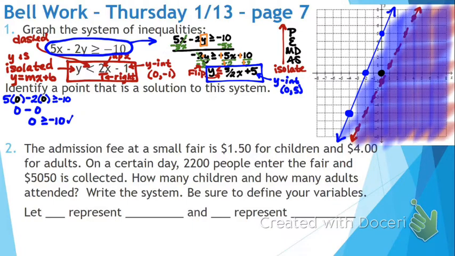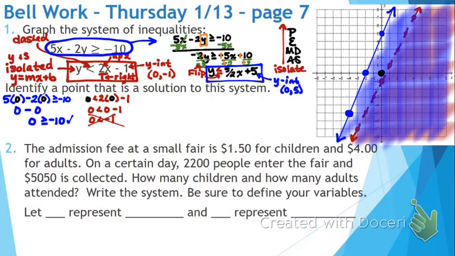Do you think that point would work for the red inequality? No. Let's test it and see why. In my red inequality, I would put 0 in the place of y, less than 2 times 0 in the place of x, minus 1. What's 2 times 0? 0 minus 1? Negative 1. Is 0 smaller than, to the left of, negative 1? No. And we didn't have it shaded in the red, did we? That's how we know when we've got it shaded correctly.